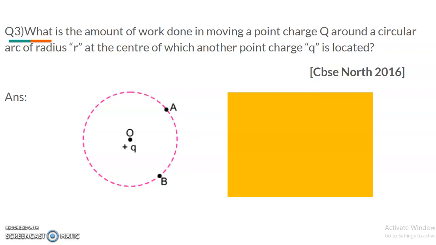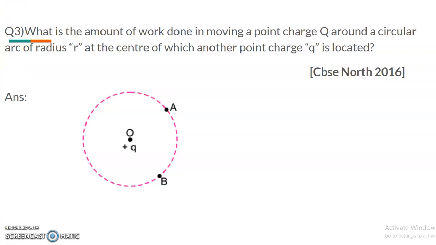So let us start writing that VA is going to be VB, that is their potentials are going to be equal to KQ by r. Okay. Now we have to find the work done, which is normally written as W is equal to QV. But in this case, we are going to write W is equal to Q times VB minus VA. Since they both are equal, it is going to be 0. The work done is 0. Okay.